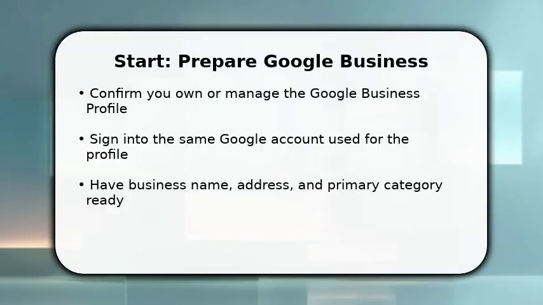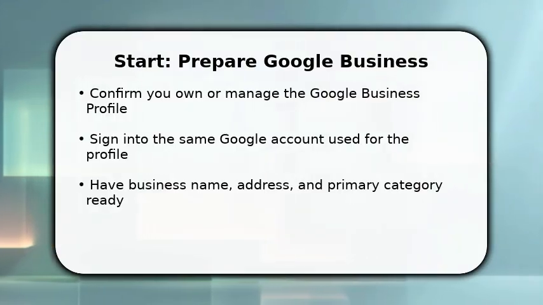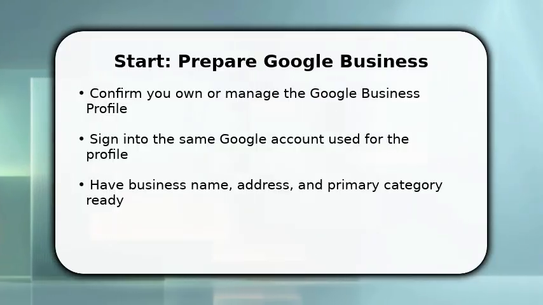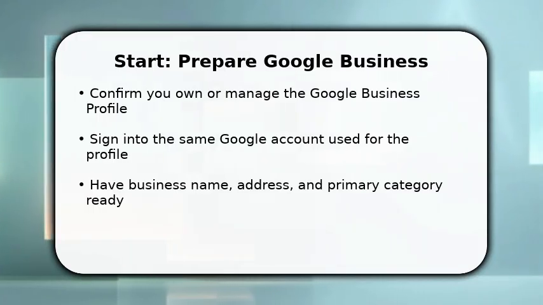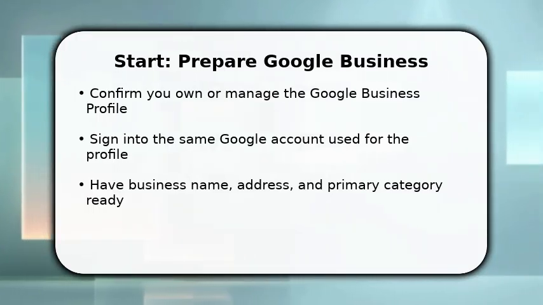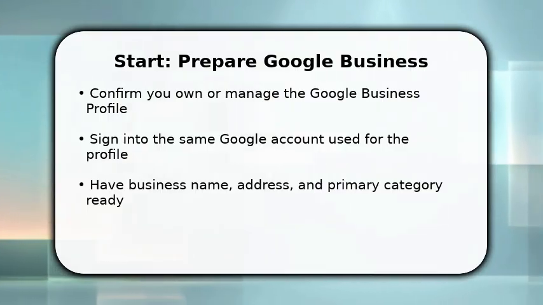You begin by opening Google and signing into the account that manages your business profile. You must confirm you own or manage that profile, because only managers can create review links. Once signed in, open the profile and make sure the business name, address, and category are accurate. This prevents wrong listing selection.